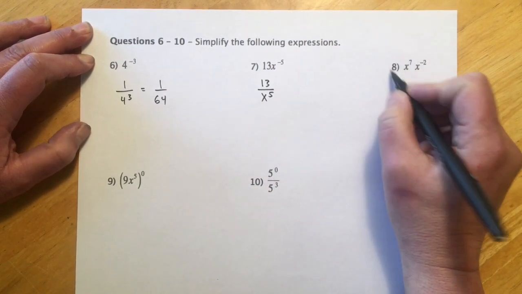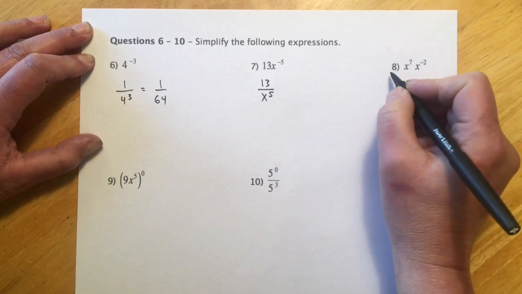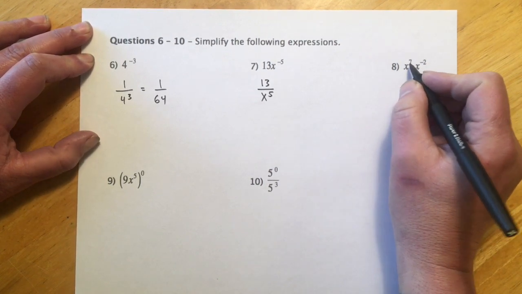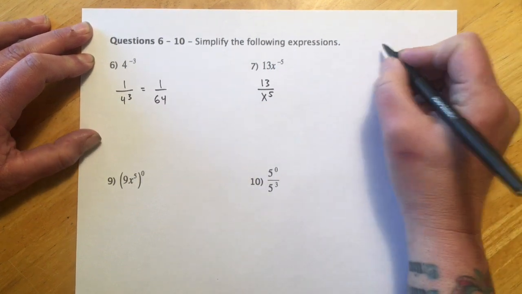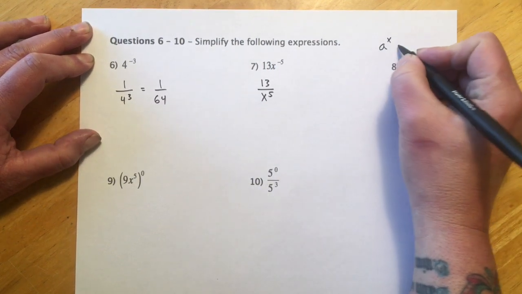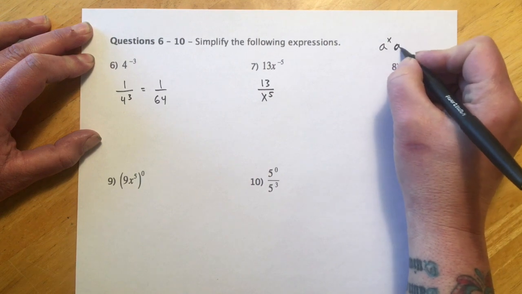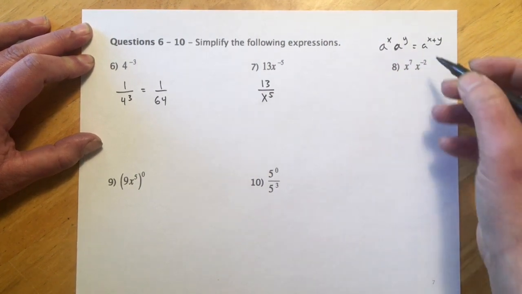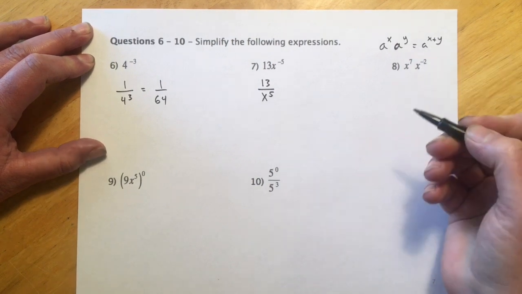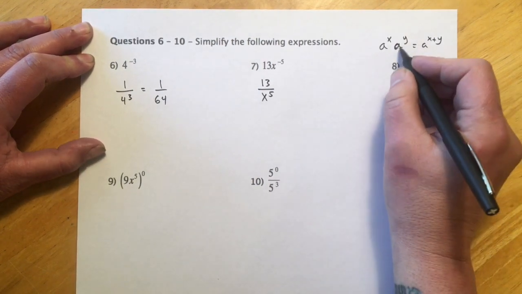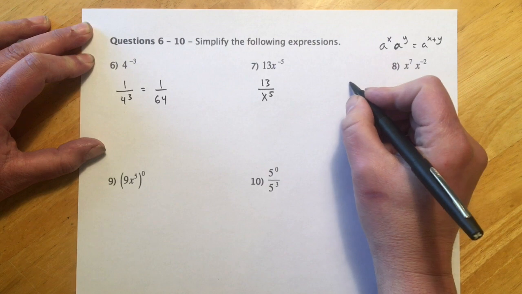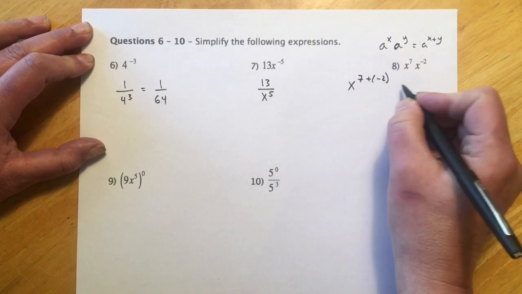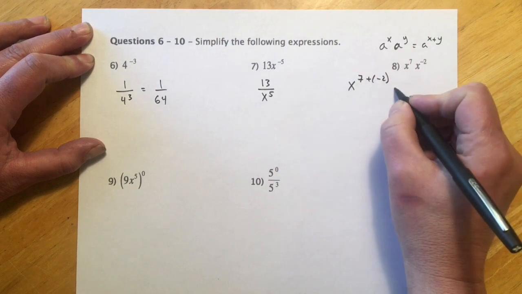For this one, there's a couple of ways to do that. We could use the property we had from the last section, which is a to the x times a to the y equals a to the x plus y. Or we could also do it the way we would do it in this section. Honestly, the last section's version is easier. That would look like x to the 7 plus a negative 2, and then 7 plus negative 2 is x to the 5th.